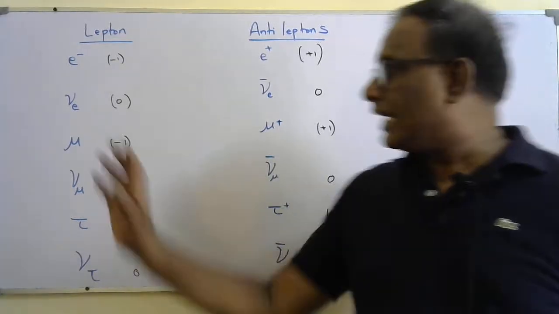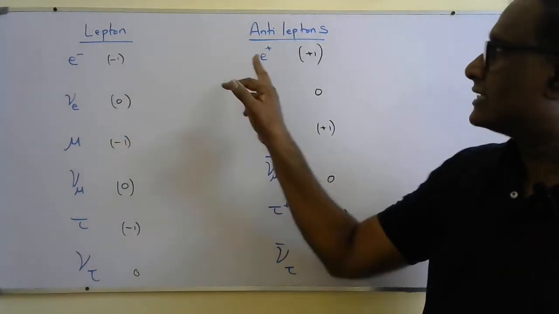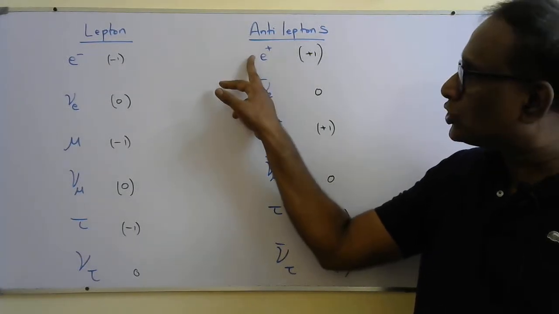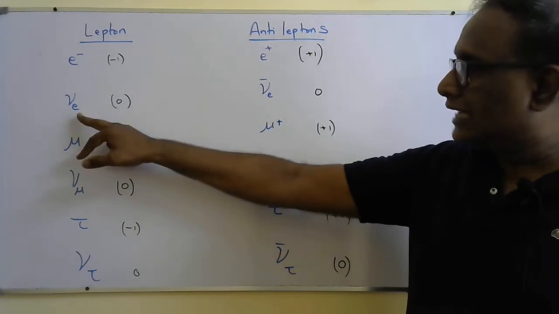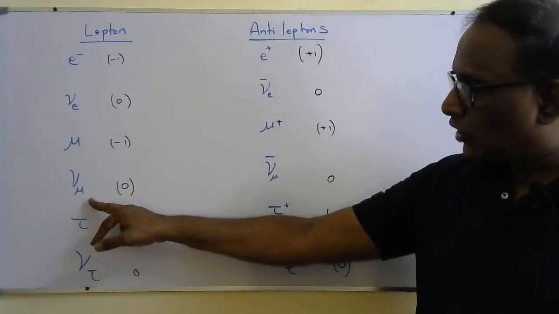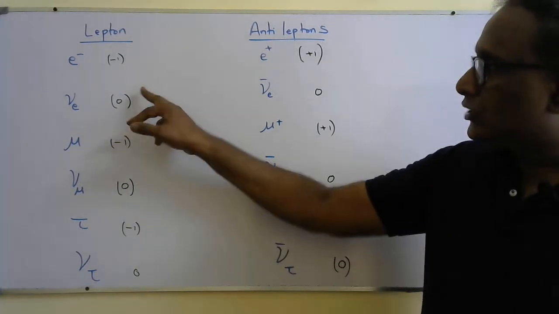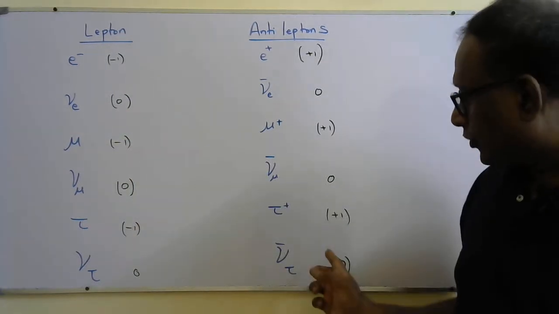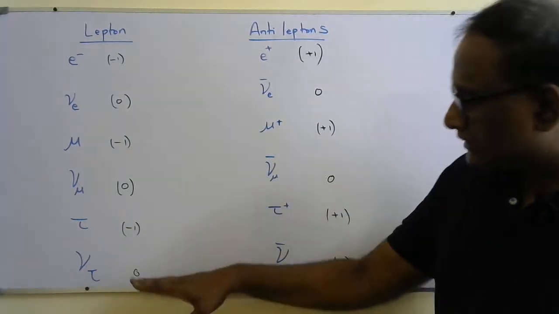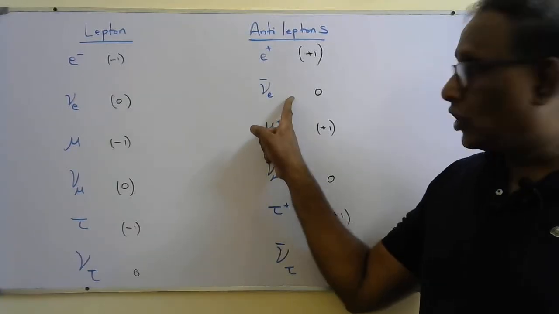Okay, so this table shows the leptons and the relevant antileptons. So the electron's antiparticle is the positron; we don't call it anti-electron, that is called the positron, right? Electron neutrino, anti-electron neutrino, muon, anti-muon, muon neutrino, anti-muon neutrino. So you can see here for all the neutrinos, the charges are 0 and their mass is also almost equal to 0.